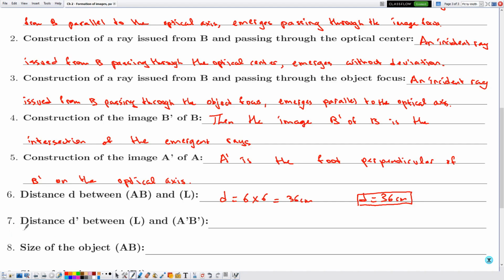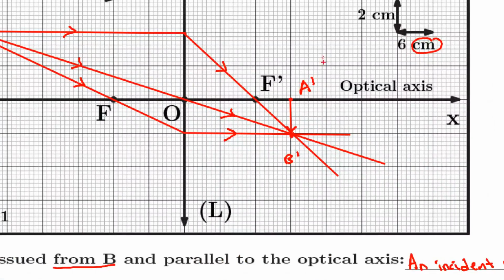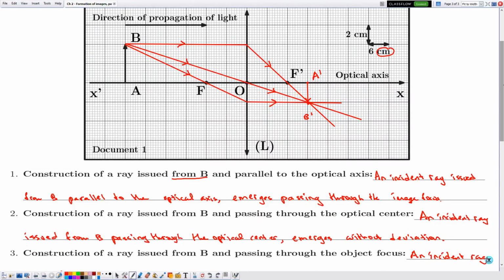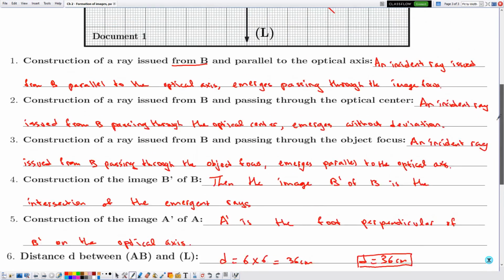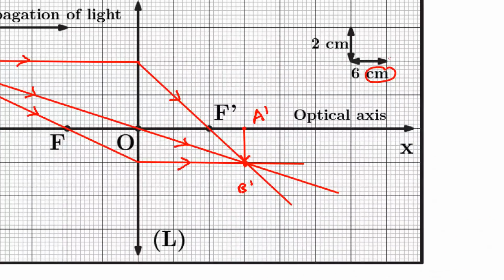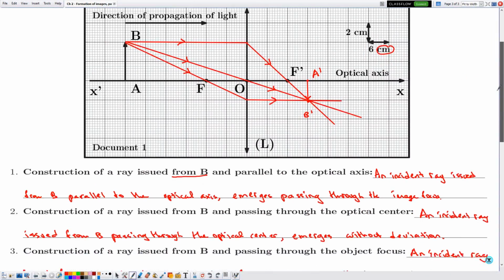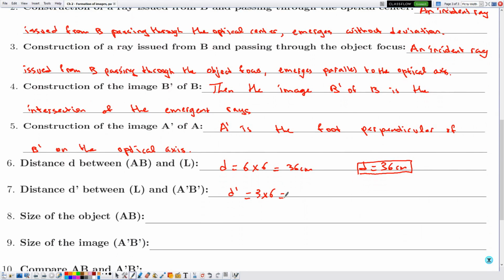And now they are telling me in number 7 to calculate the distance d prime between L and A prime B prime. So this distance represents the distance between the lens and the image, and it consists of 1, 2, 3 divisions, and we multiply by the scale along which we have counted the number of divisions, which is the scale along the x-axis. This will give me 18. Since the scale is in centimeters, then the value of d prime will be in centimeters. Therefore, the distance between the lens and the image is given by 18 centimeters.